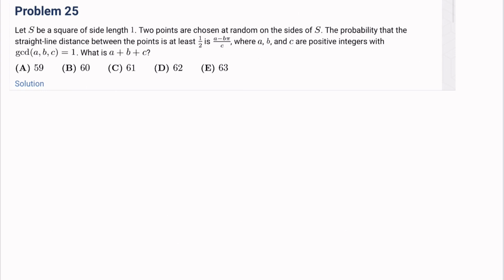Our last problem, number 25. Let S be a square of side length 1. 2 points are chosen at random on the sides of S. The probability that the straight line distance between the points is at least 1/2 is a minus b pi over c, where a, b, and c are positive integers with GCD of a, b, c equal to 1. What is a plus b plus c?